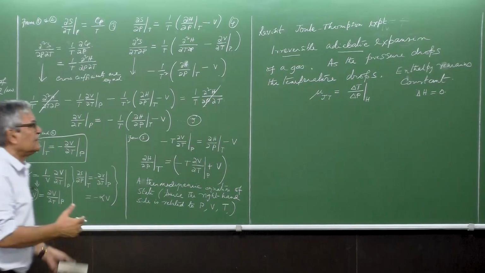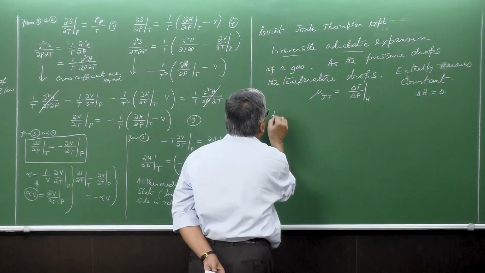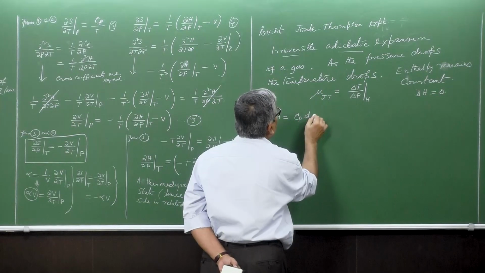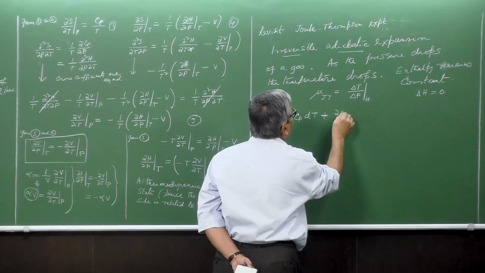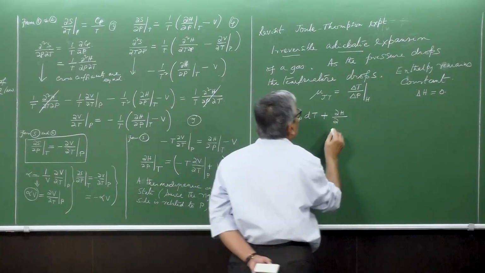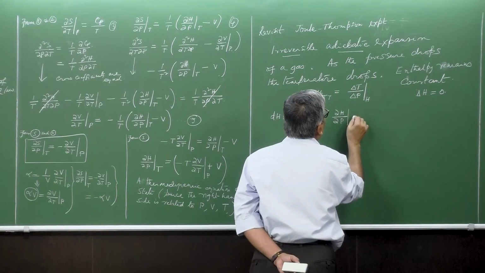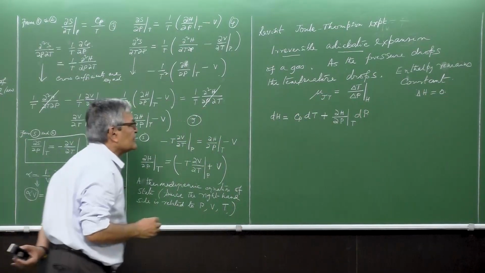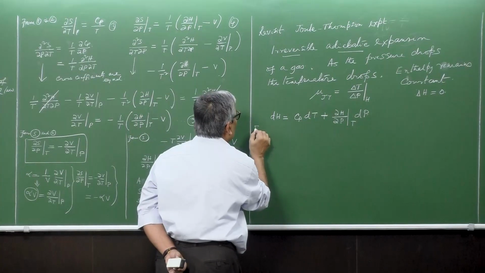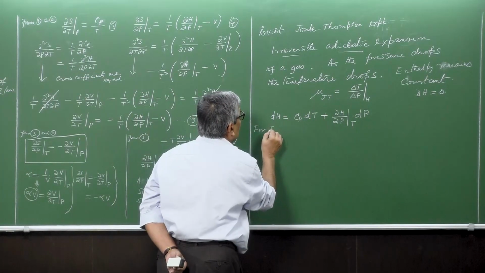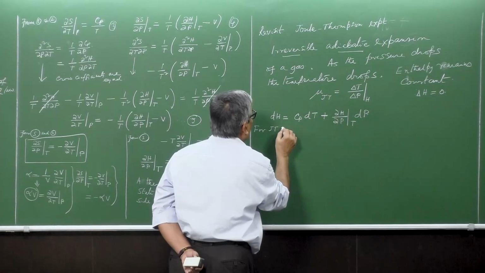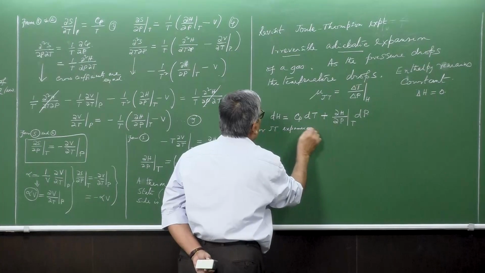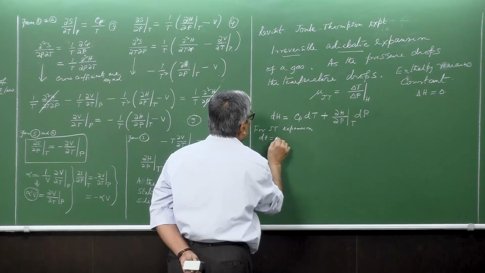So any change dH is equal to Cp dT plus (∂H/∂P) at constant temperature times dP. That was the thing. And for an isenthalpic process, for Joule-Thomson expansion, dH is equal to 0.